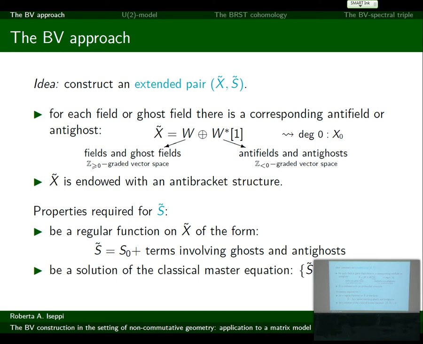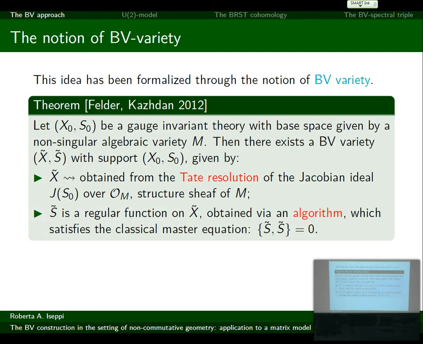Perfect. So this is more or less the idea. This has been formalized in the notion of a BV variety. This has been done by Felder and Kazhdan, and they also did something more. They proved that this BV variety actually exists under some hypothesis on the base space.